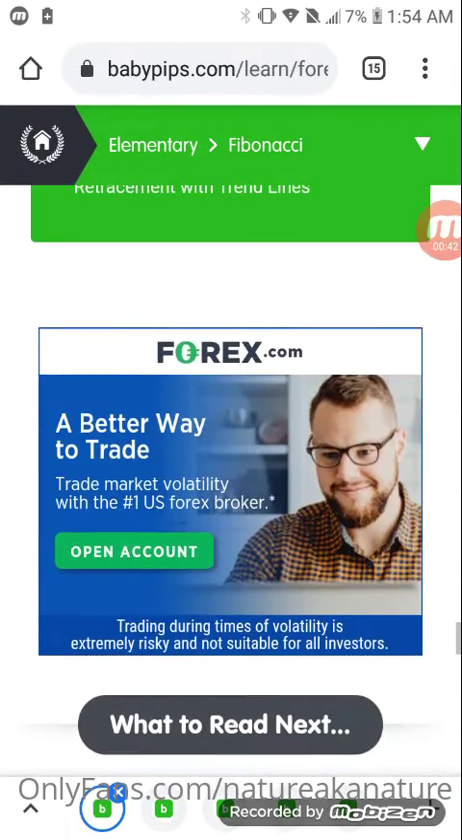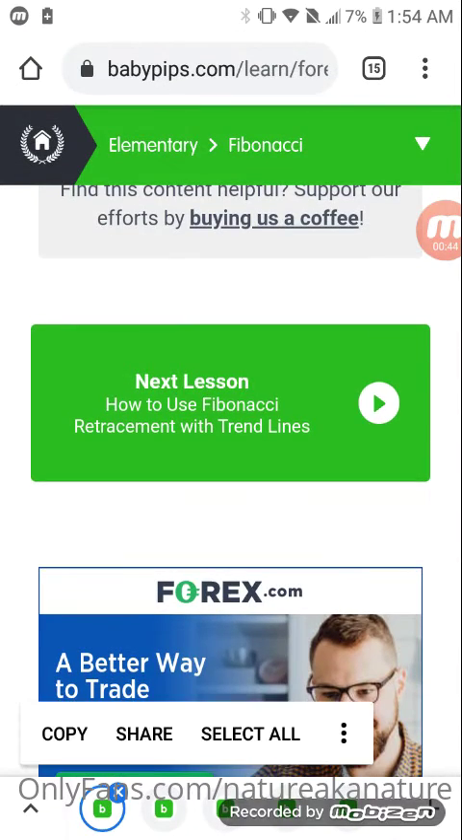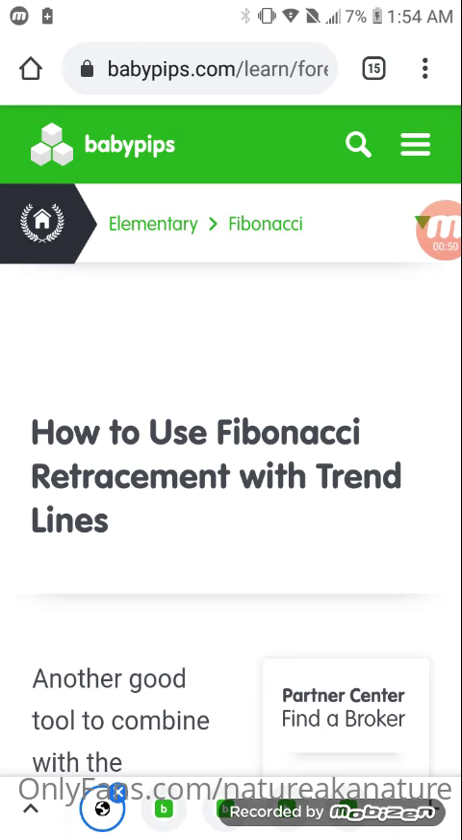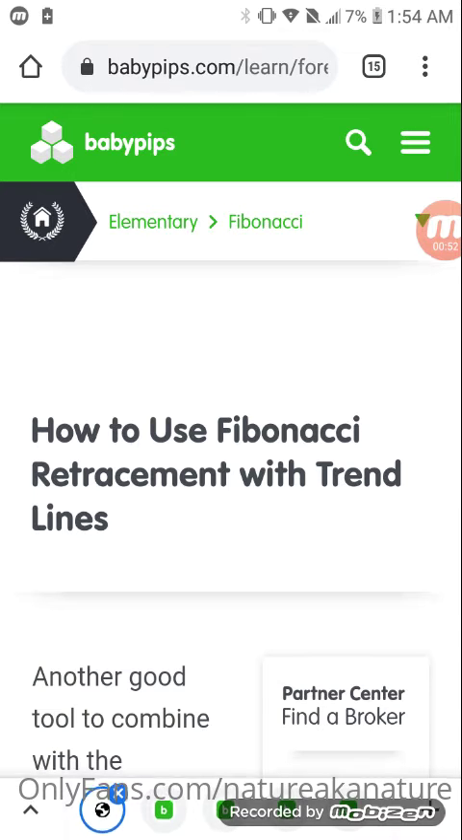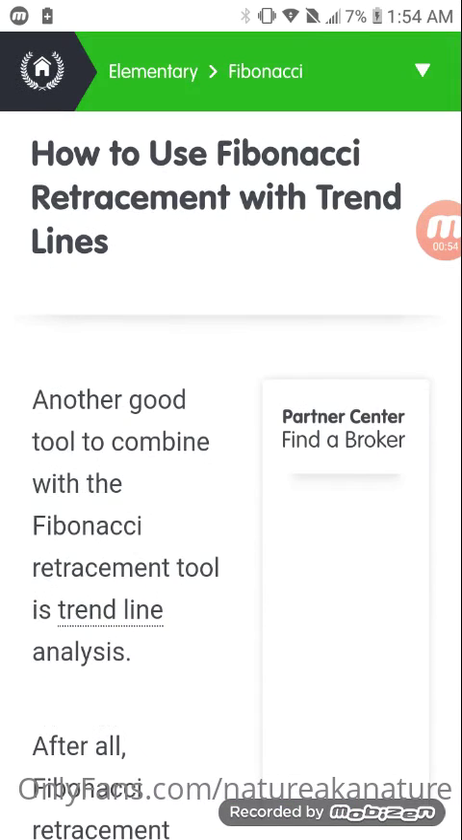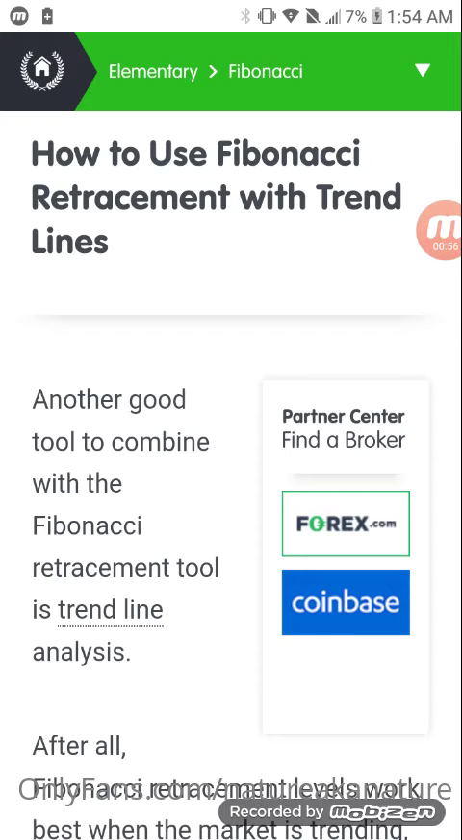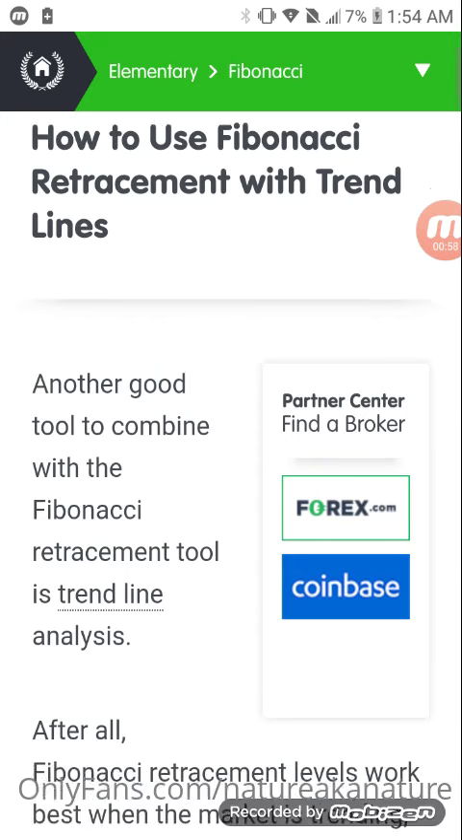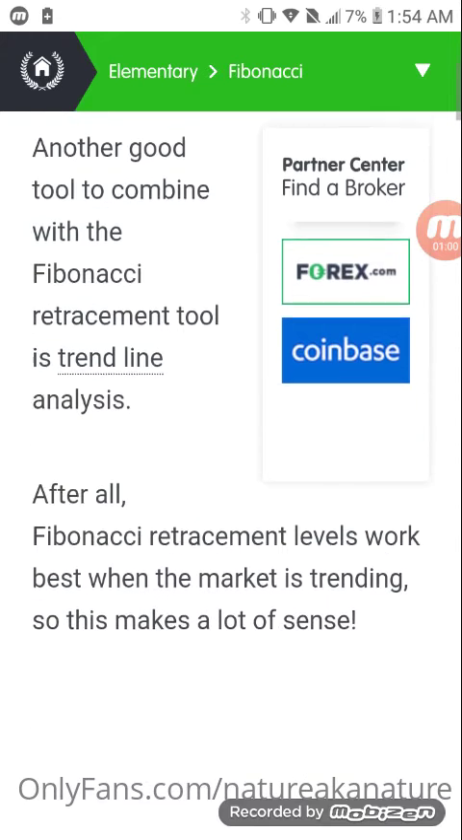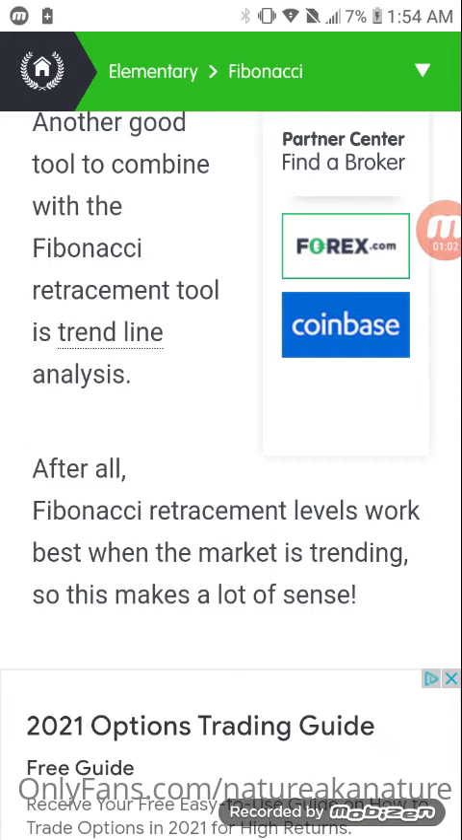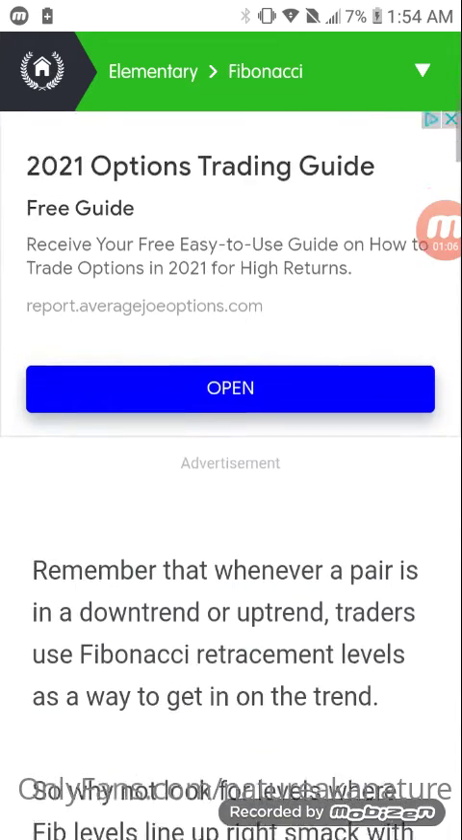Let's start this video: how to use Fibonacci retracement with trend lines. Another good tool to combine with the Fibonacci retracement tool is trend line analysis. After all, Fibonacci retracement levels work best when the market is trending, so it makes a lot of sense to use trend lines.